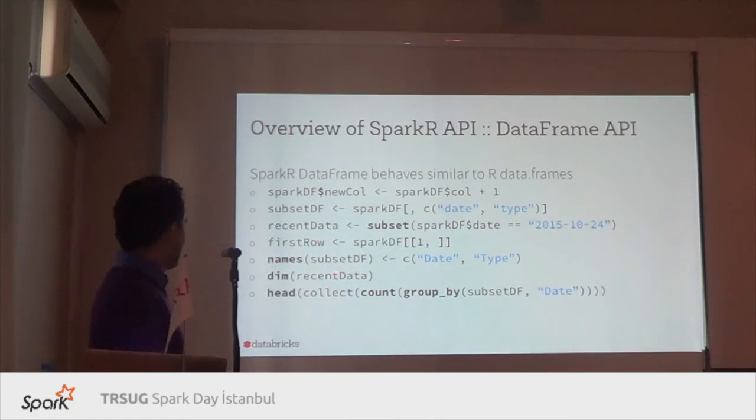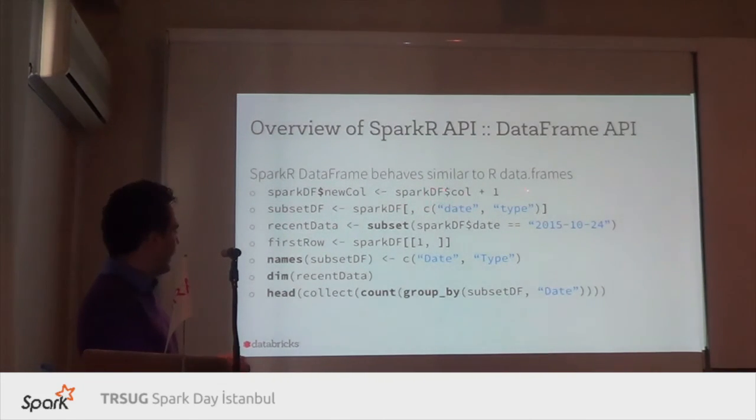Okay? The bracket is also one of the convenient ways of selecting columns or rows in R, and that is supported in SparkR. Basically, you can use the single square bracket and pass it a number of columns. It takes 2 arguments separated by comma. The first one is an index to rows. The second one is an index to columns. So here I'm selecting 2 columns, date and type, and putting them in a new data frame.